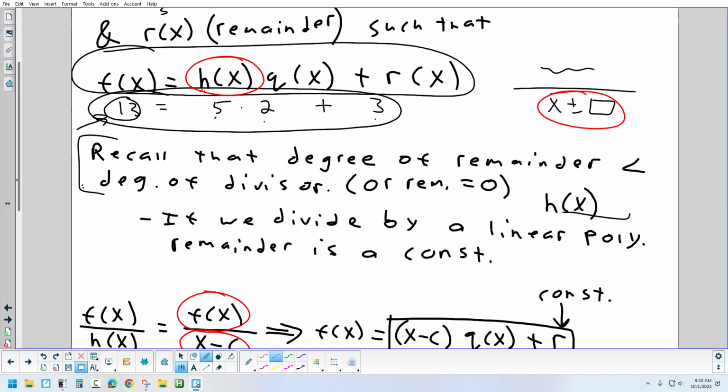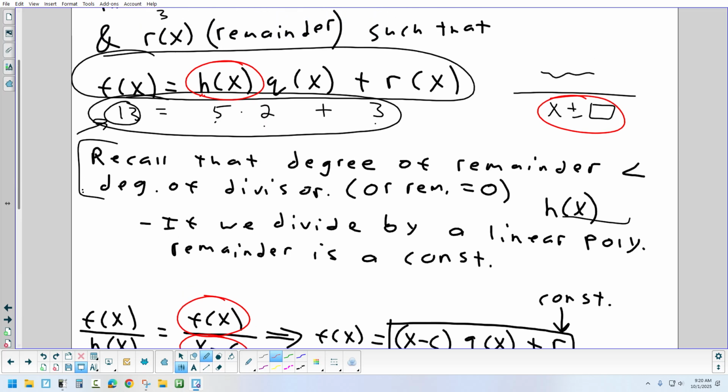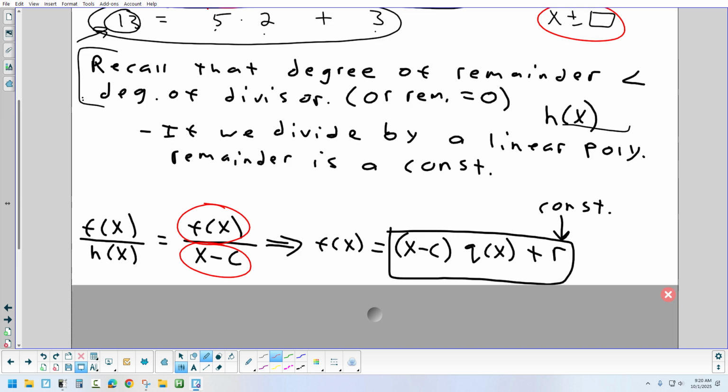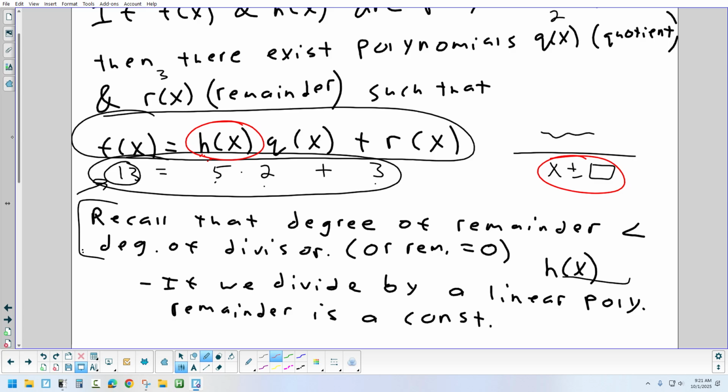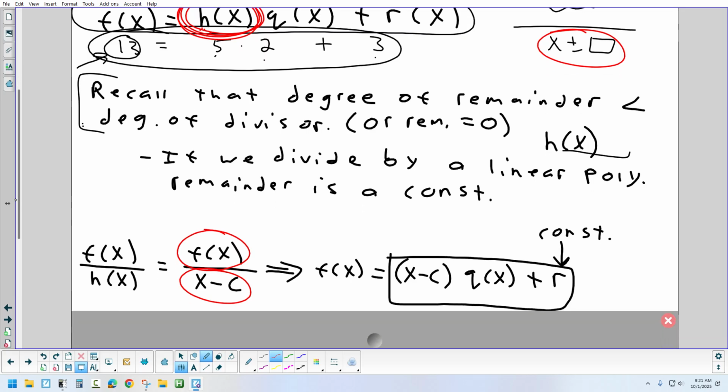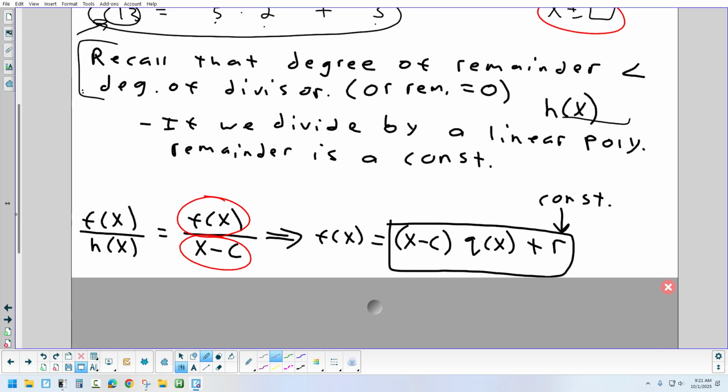Well, you still have the f of x on the left. But instead of h of x now, I want you to write what we are dividing by specifically. That's your denominator times your quotient plus your remainder. So that formula is the one I just did up above, but I filled in something very specific for my denominator. X minus a number.